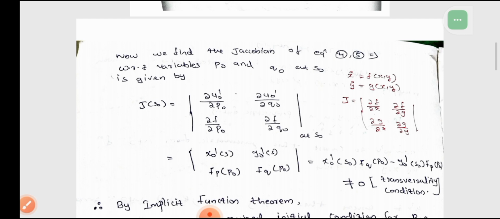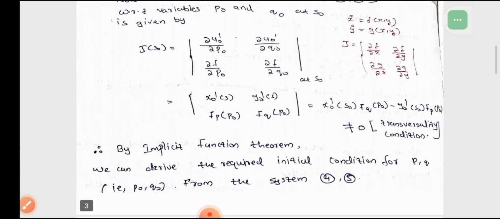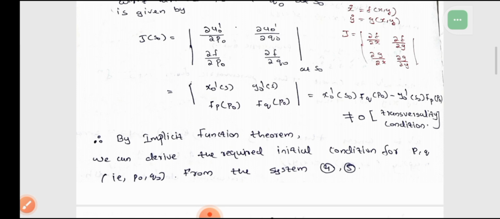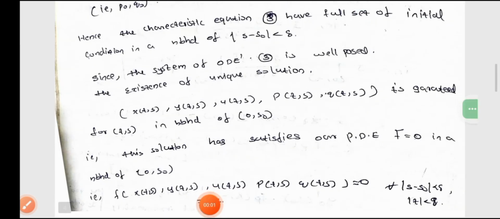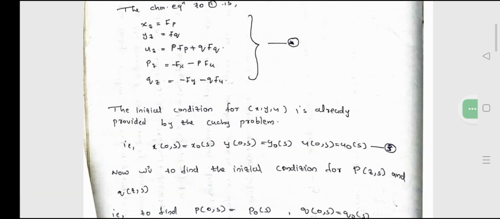Therefore, by the implicit function theorem, we can define the required initial condition for p and q, that is p naught and q naught, from the system 4 and 5. Hence, the characteristic equation has a full set of initial conditions in a neighborhood of mod s minus s naught less than delta. The system is well posed, which means, first, there exists a solution, second, the solution is unique, and third, stability. When these three conditions hold, the system is said to be well posed.